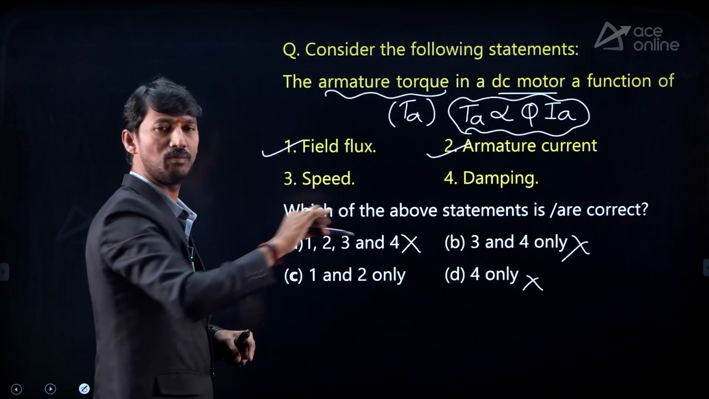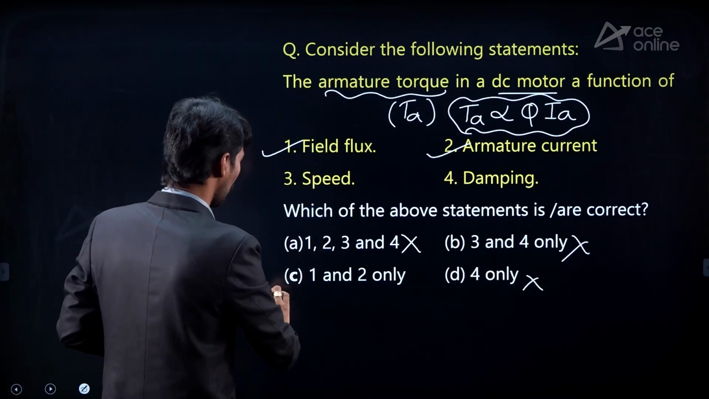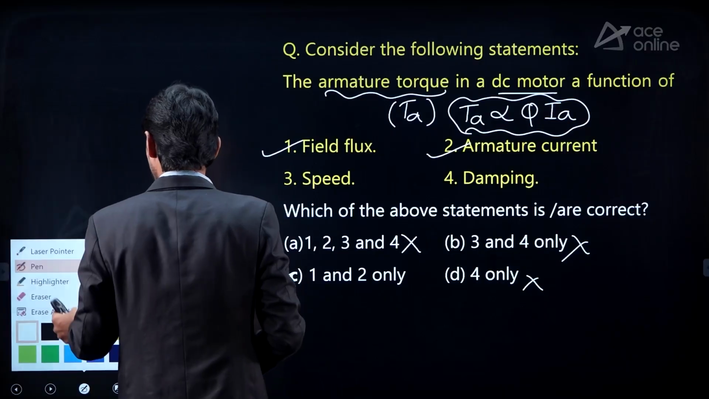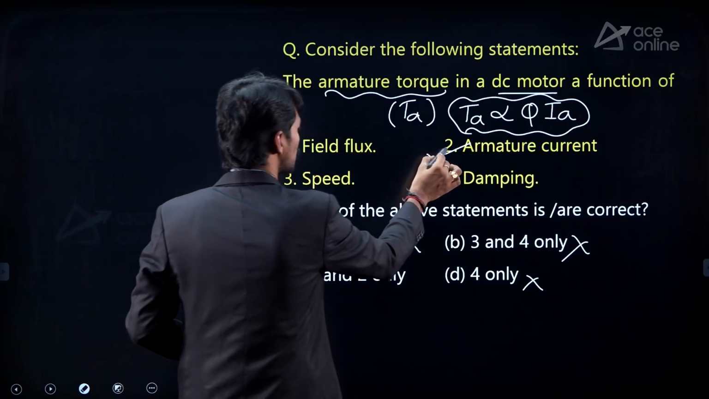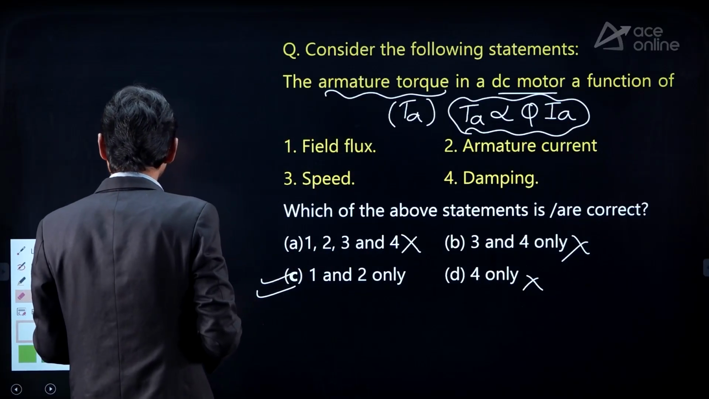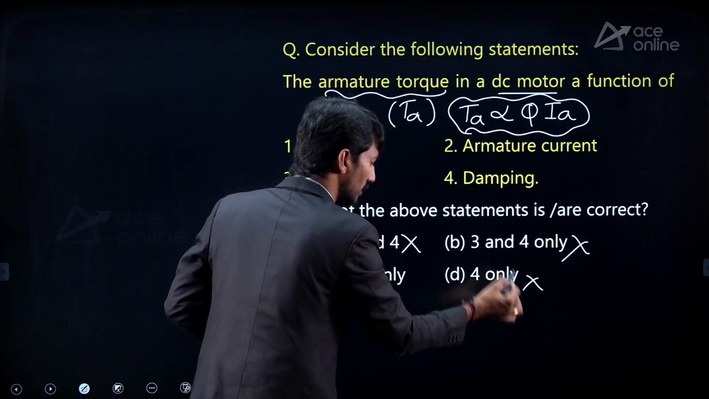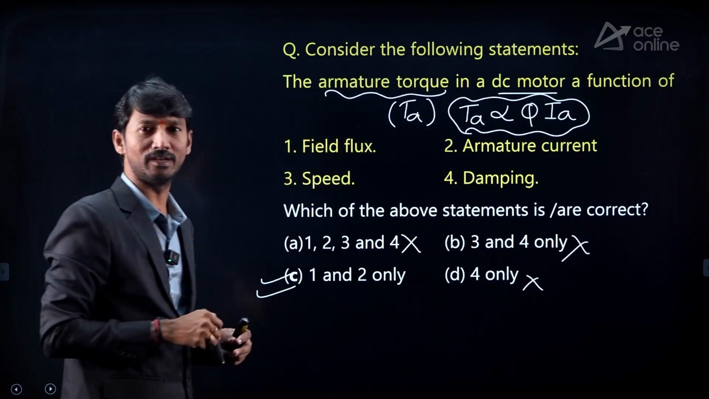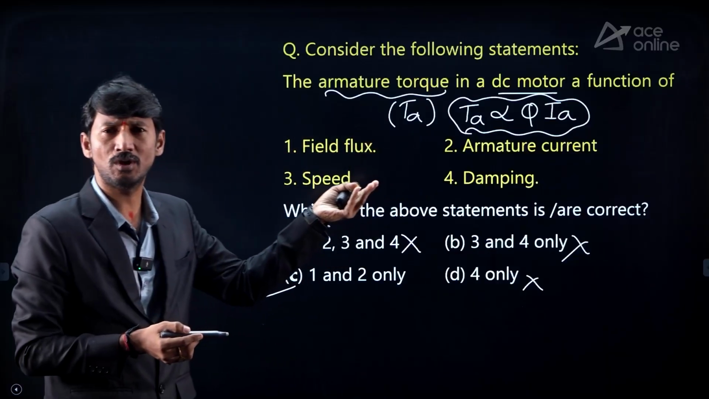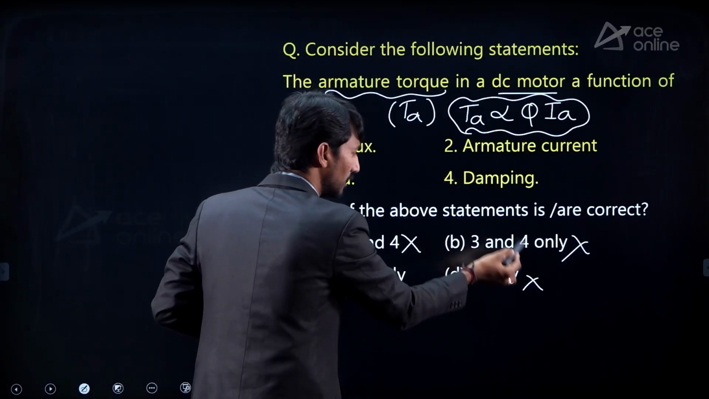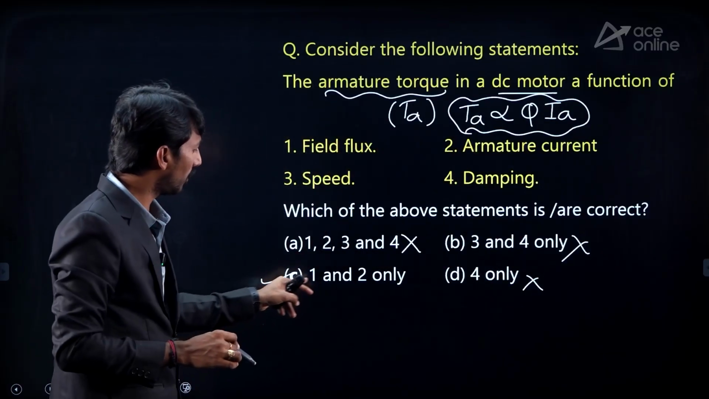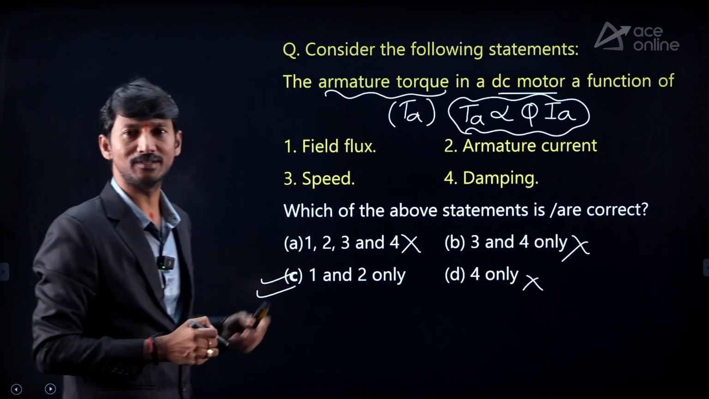So among the available options, simply 1 and 2 is given. But in the other options, 4 is there, damping. Blindly you can eliminate it, because damping is not a factor in torque. So among the available options, 1 and 2, yes, these two are correct.